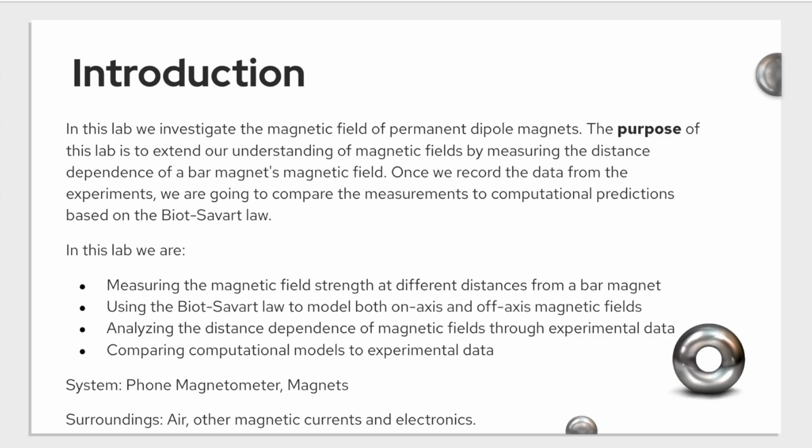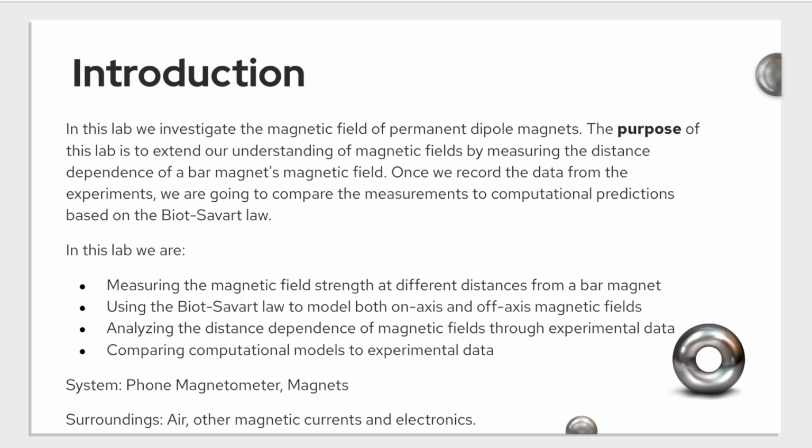In this lab we're going to investigate the magnetic field of permanent dipole magnets. The purpose of this lab is to extend our understanding of how magnetic fields work, and we're doing that by measuring the distance dependence of a bar magnet's magnetic field. We're going to measure the field strength at different distances from the bar magnet.